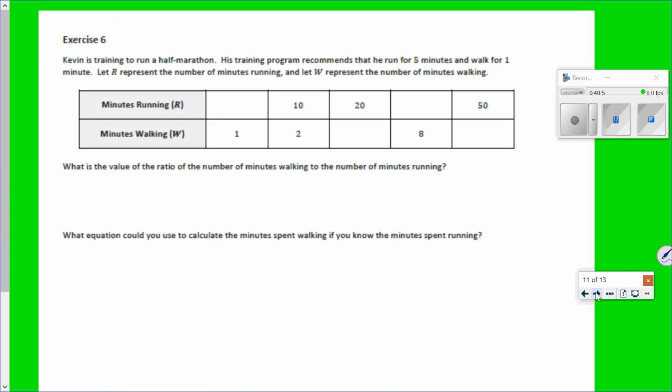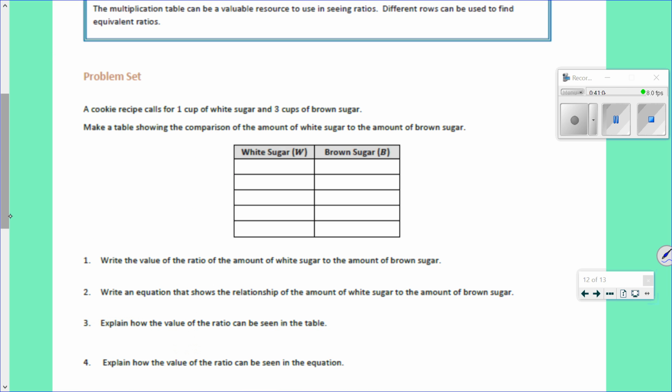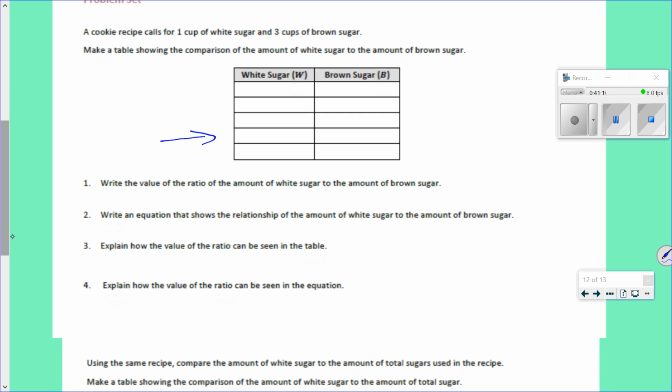Page 55 is your next one. You should notice this one is basically directly from your notes, guys. So we've given you this first table. The value of the ratio is just saying what is the value as I go from white to black, or white to brown. So that's just going to be that 1/3. Your equation, we showed you that in the notes already. So the value of the ratio can be seen in the table because they're all equivalent to the 1/3. And then the value of the ratio can be seen in the equation because it's what I'm multiplying my second variable by.